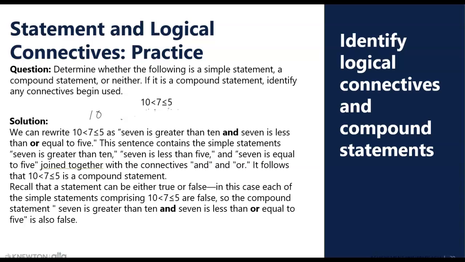So this is saying 10 is less than 7. Now, this below translates it a little differently. And this implies an and when you write as one statement here. 7 is less than or equal to 5. So, there is an and there.